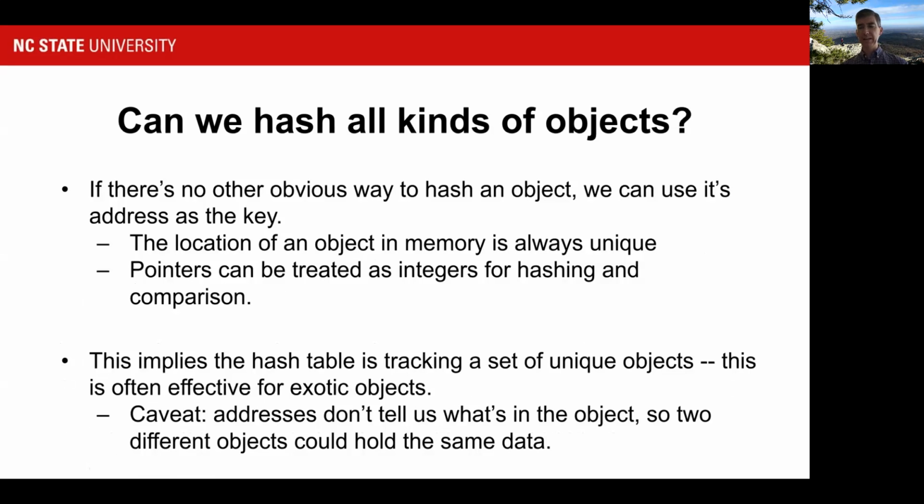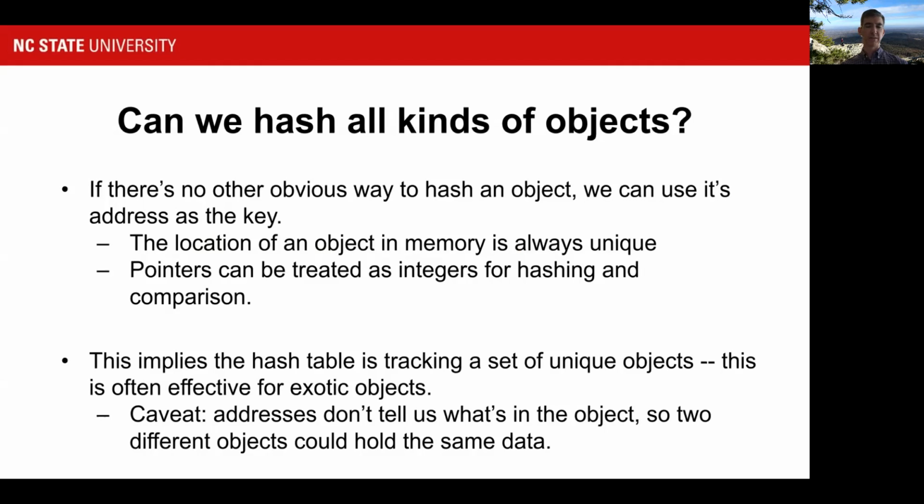If there's no easy, obvious way to write a hash function for a complicated object, then there is a simple fallback plan. And that fallback plan is that we can just use the address of the object as the key. In other words, the location of an object in memory is always unique because that object is given a dedicated part of memory. And so its address is a unique key. And so pointers can be treated as integers and we can just hash them. And so we can use the address of an object, treat it as an integer to make a hash function for arbitrary objects. Okay, now this does have some implications that we need to be aware of.